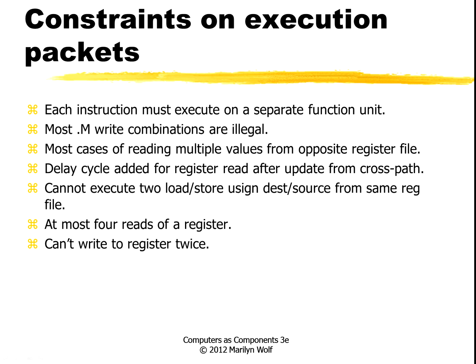Most of the write combinations between M1 and M2 are legal. Most cases of reading multiple values from the opposite register file are illegal. A delay cycle is added for a register read after update from the cross path. You can't execute 2 load stores using destination source from the same register file. You can read at most 4 locations from a register at once, and you can't write to a register twice in the same cycle.